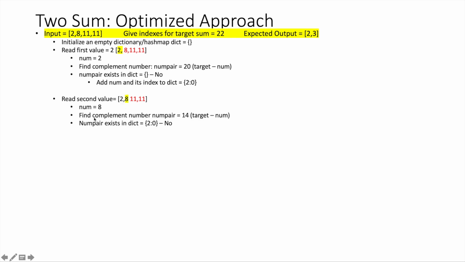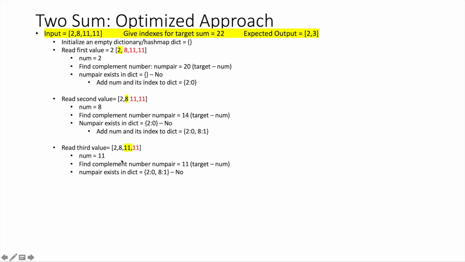You find the complement number of 8. 22 minus 8 is 14. We see if 14 exists in our dictionary. It doesn't, so we add 8 and its corresponding index, which is 1, into our dictionary. We now move on to 11. Same thing, we find the complement number. 22 minus 11 is 11.